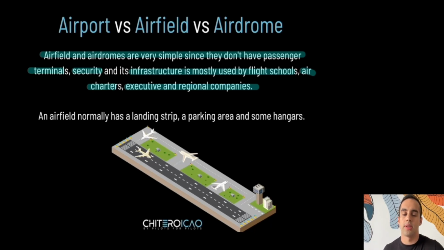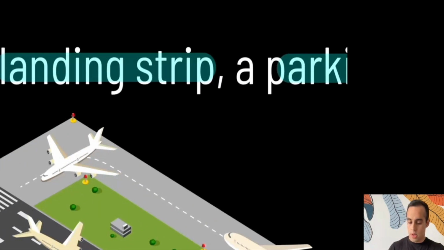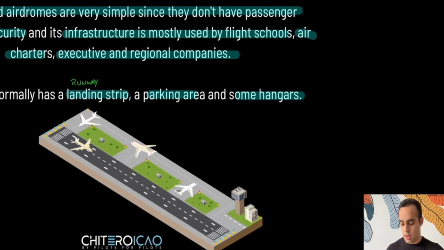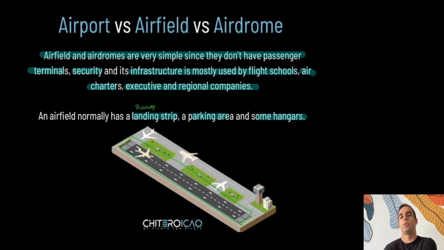I know you guys know this. Let's focus on the vocabulary, all right? An airfield normally has a landing strip, a parking area, and some hangars. What is a landing strip? It's the same thing as a runway, all right? It's the same thing as a runway. So this is a landing strip. So an airdrome will be an airfield. It will normally have a landing strip, parking area, and some hangars. No support for passengers, mostly pilots and aircraft owners. So it's very small. It's regional.